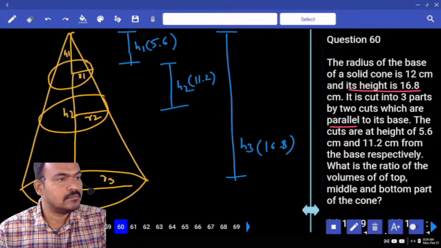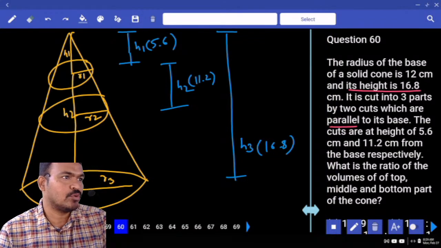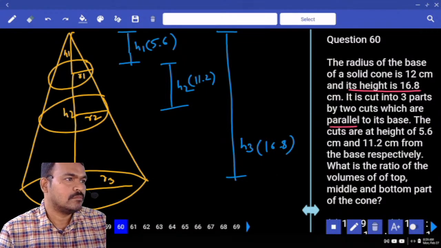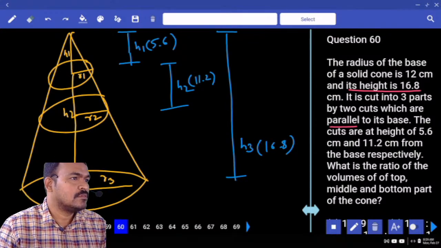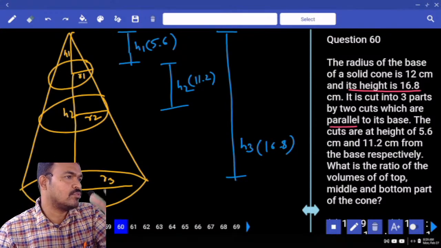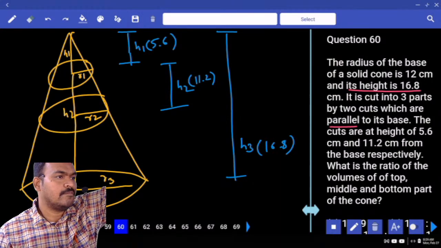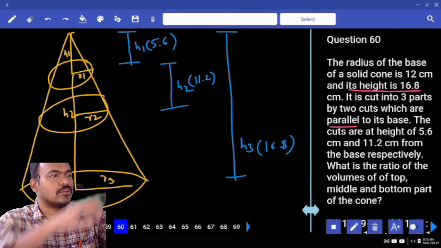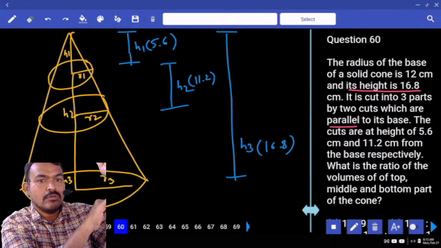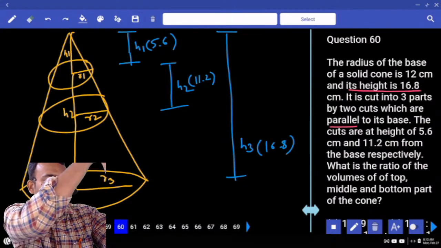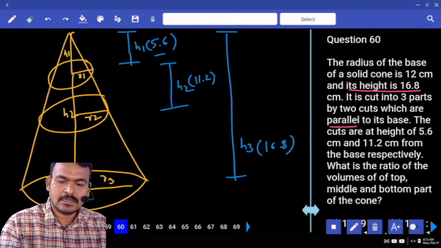its height 16.8. From the base means top to bottom. Actual solid height is how much? 16.8. It is cut into 2 pieces. First one 11.2, second one 5.6. Means first one height is how much? 5.6. Second one height 11.2, means from top to 11.2. Another one from top to bottom 16.8. Okay, what is the heights ratio?